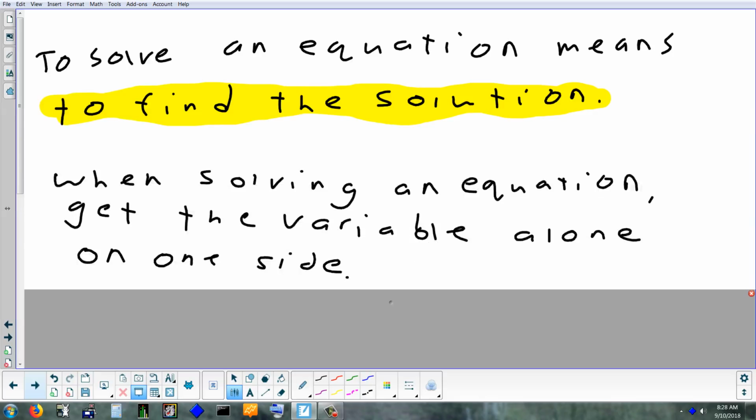Okay, this part, I don't think you have to write that down. As long as you understand that when you solve an equation, that means get the letter alone. Get the variable alone. Does it matter if you get it alone on the left or on the right? Does it make a difference?